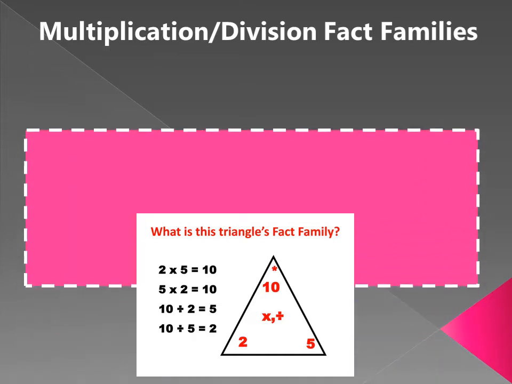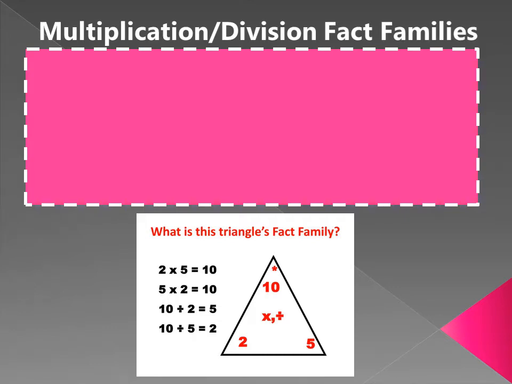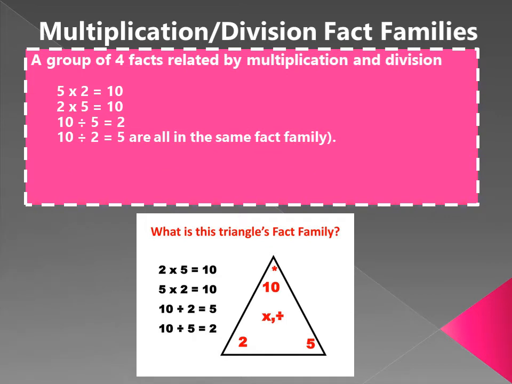For multiplication, I can start with the smallest number. 2 times 5 equals 10 and 5 times 2 equals 10. So changing the order didn't change the product. And the product here is the biggest number. For division, I will start with the biggest one. 10 divided by 2 equals 5, and I can change the order. 10 divided by 5 equals 2.